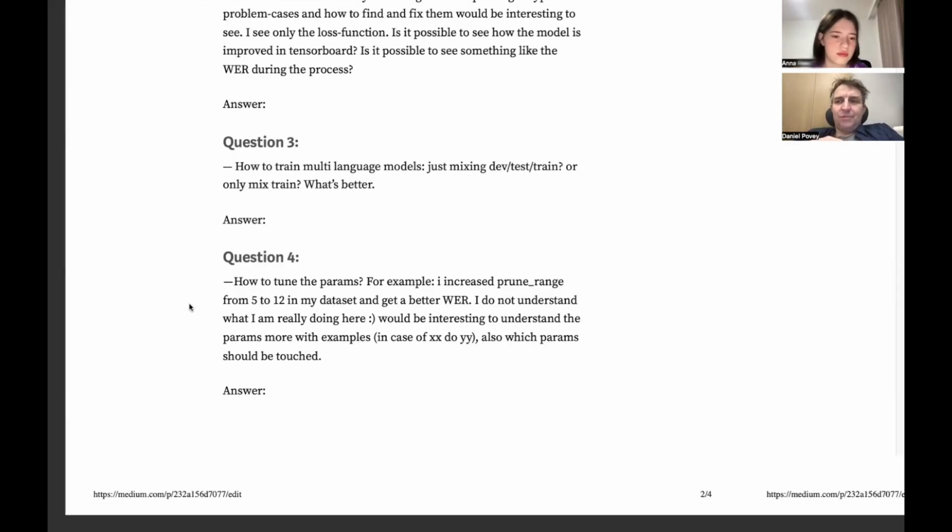Okay, so about the prune range, I think this is something to do with pruned RNNT, which relates to the RNNT loss. I'm a little bit surprised if increasing prune range from 5 would make a big difference. It could be your data was somehow hard to align or something, but that seems odd to me. It could just be noise. Maybe your test set was too small.